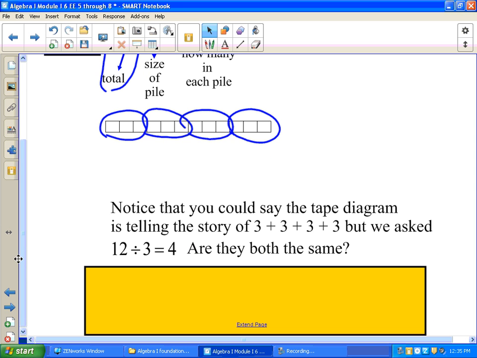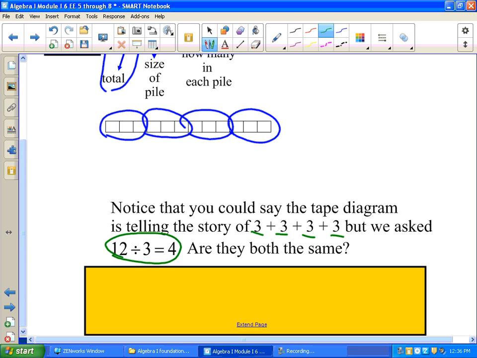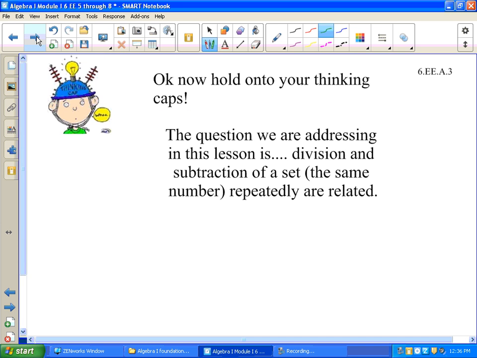Notice, if you're looking at the tape diagram, that's telling me a story of 3 plus 3 plus 3 plus 3 equals 12. But we're saying 12 divided by 3 equals 4, and that's what we tried to describe using the tape diagram. Are we saying both the same thing, that 3 plus 3 plus 3 plus 3 is the same as 12 divided by 3 equals 4? Let's examine it some more. Put your thinking caps on.